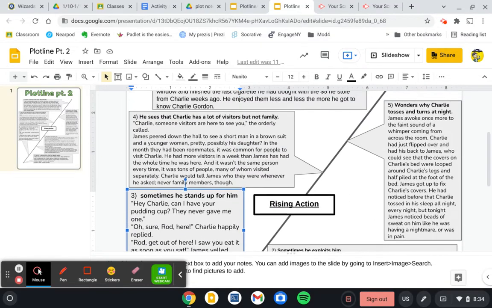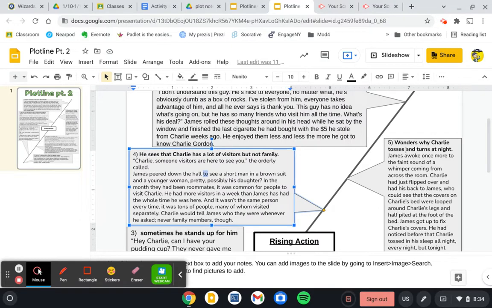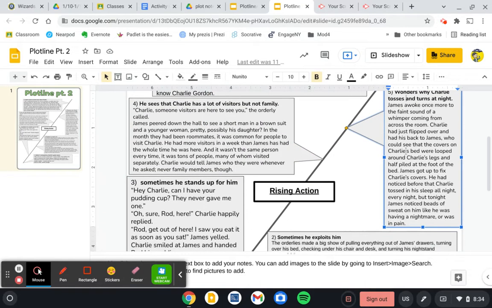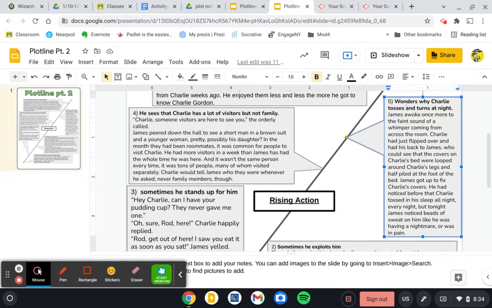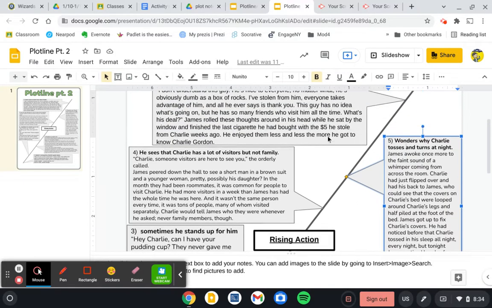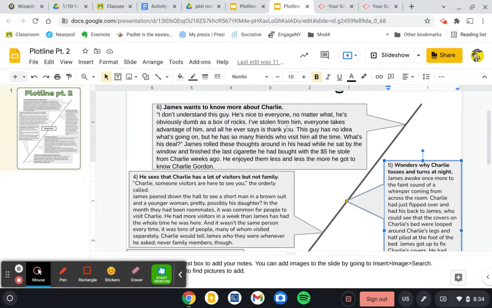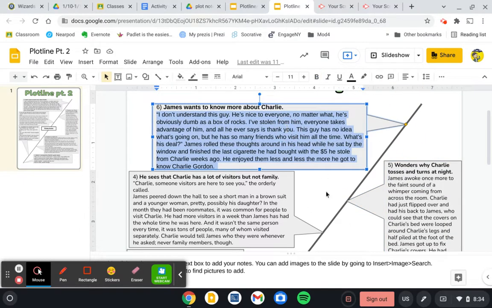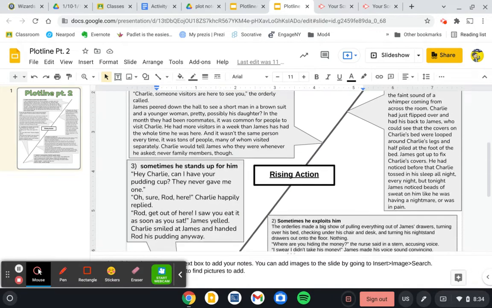So as this story goes, James is going to warm up to Charlie. We have a scene where James sees that Charlie gets a lot of visitors, but not family. A scene where James sees that Charlie tosses and turns at night like he's having nightmares or is in pain. And then finally, James is going to be thinking about Charlie and trying to figure out, like, what's this guy all about? And that's my rising action. That's how they're going to get to know each other.